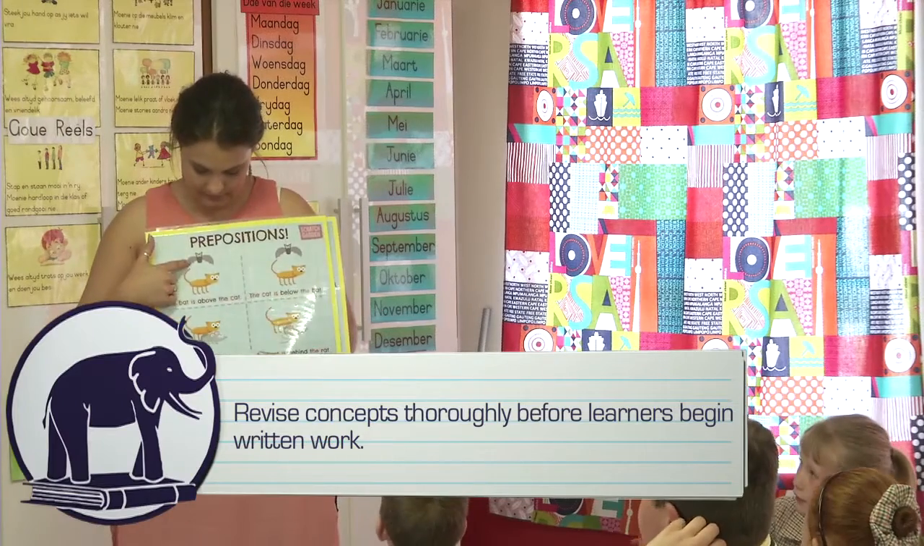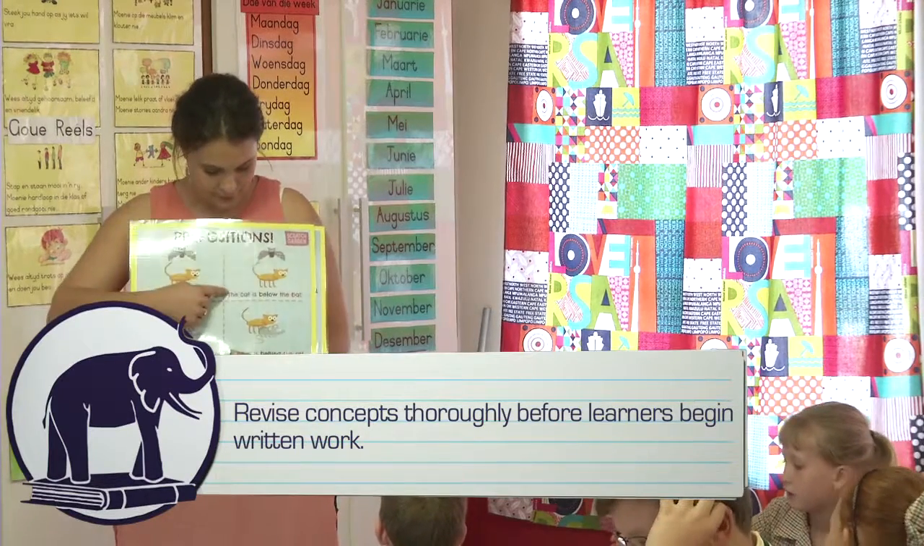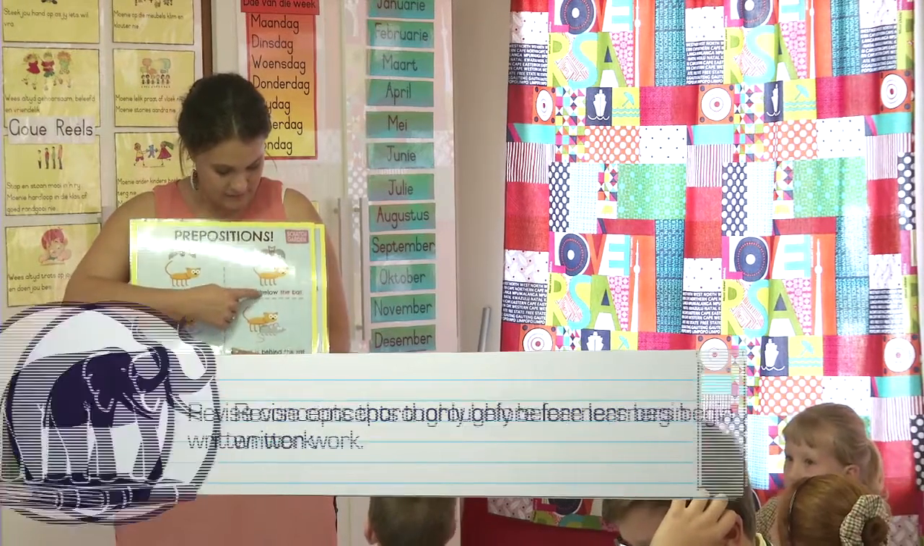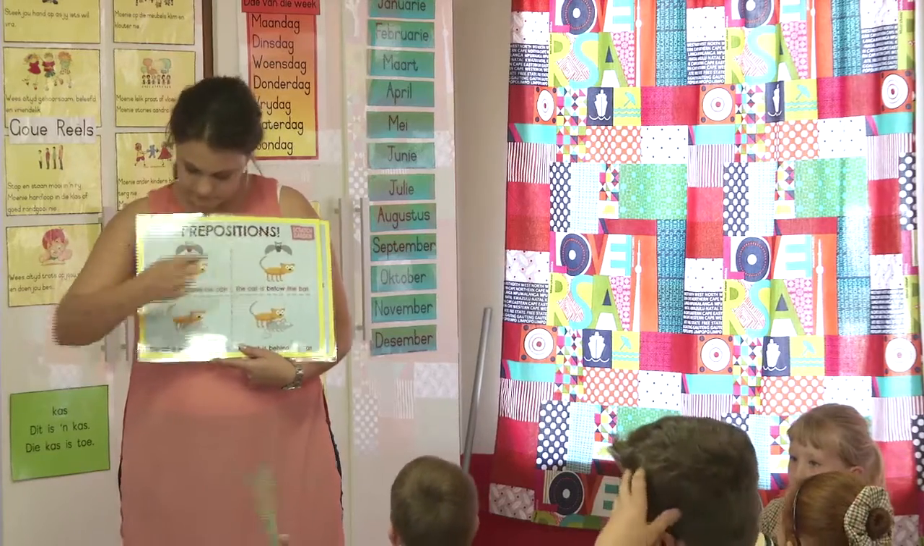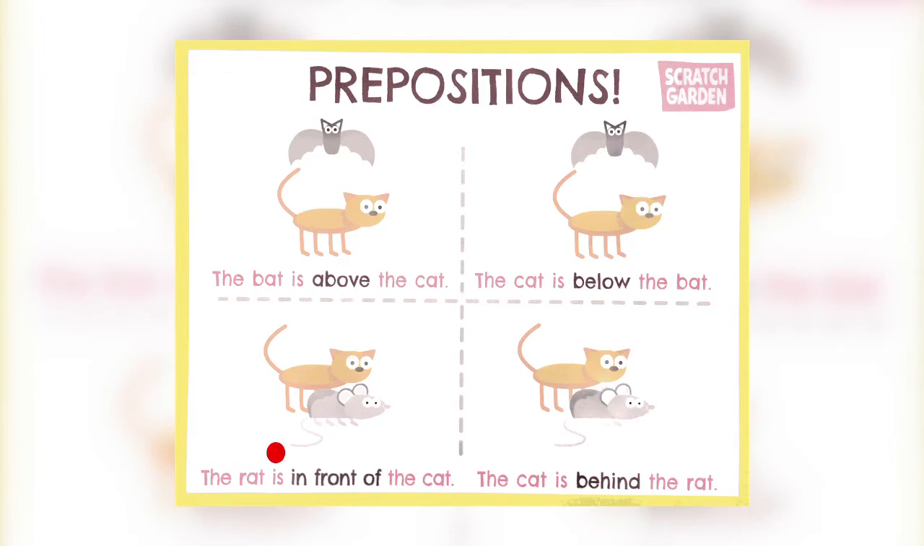The bat is above the cat. The cat is below the bat. The rat is in front of the cat. The bat is behind the rat.